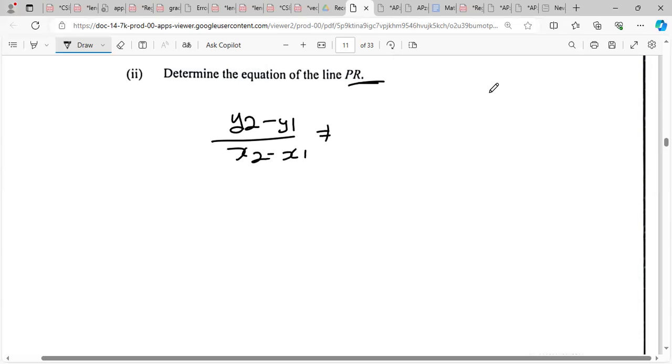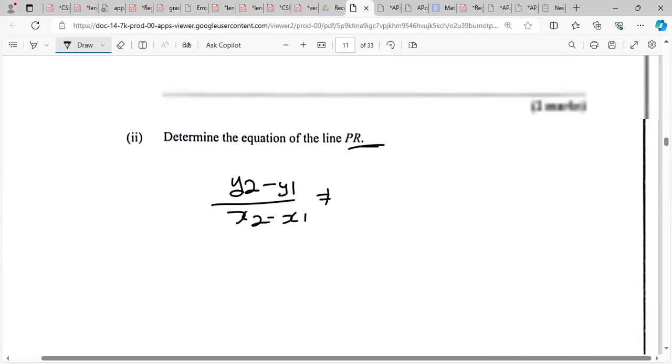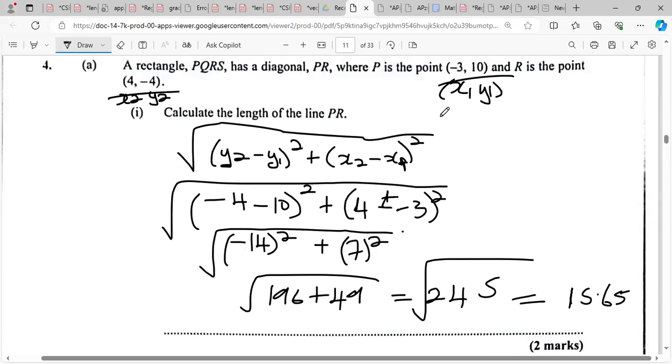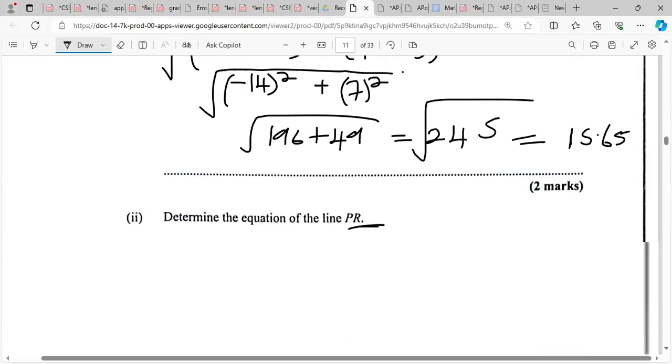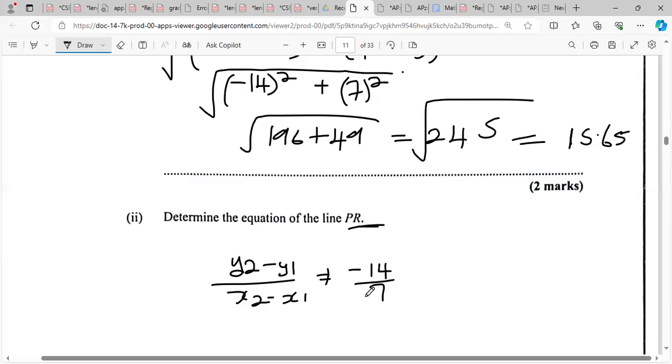Remember the way we get it. This was y2, so the difference works out to negative 14. So it's negative 14 over 7. What do we get? Negative 14 over 7 means the gradient is negative 2. It's the same thing we used for the length of the line, so the gradient m is this.